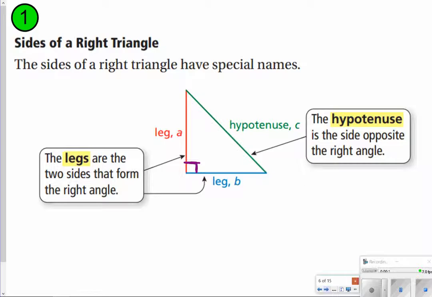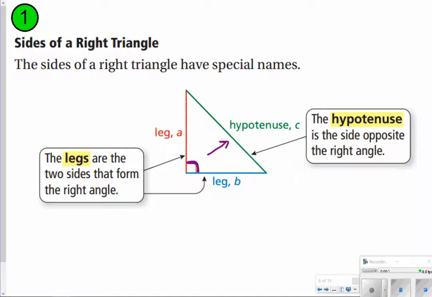The first thing we want to make sure we know is what a right triangle looks like, because the Pythagorean Theorem relates directly to right triangles. You need to make sure that you understand the legs are touching the right angle always, and those are going to be labeled with A and B. The hypotenuse, that's always the longest side, and it's always across from the right angle.